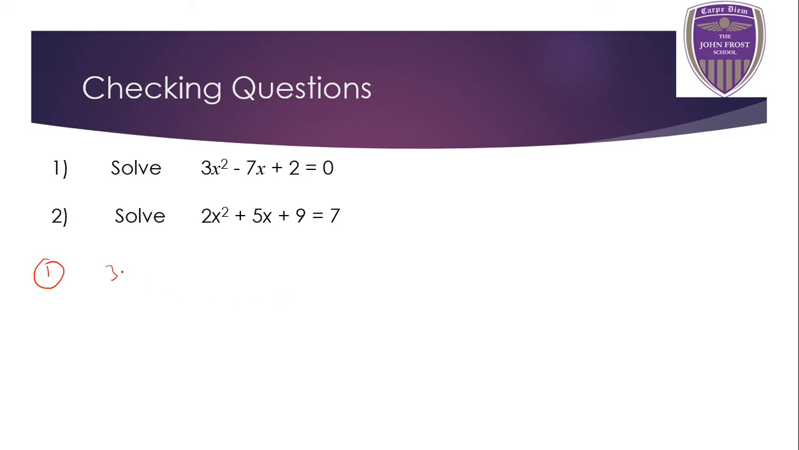Okay, so I'll write the question down again. Hopefully I can fit it all on the board. Here we go. So when I factorize this, I got this. And when you change the signs, etc., at the end, put equal to 0, you get x equals 1/3 for the first bracket, and x equals 2 for the second bracket.